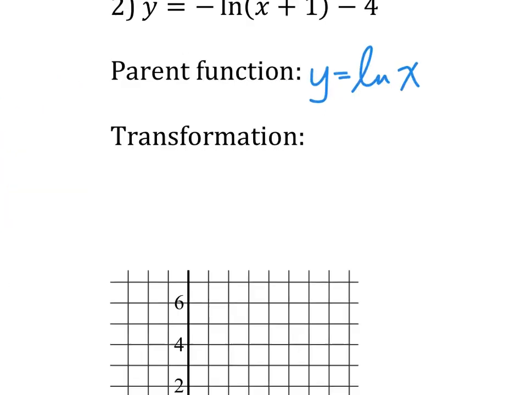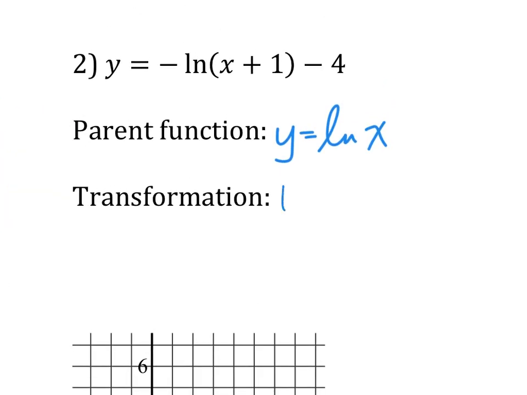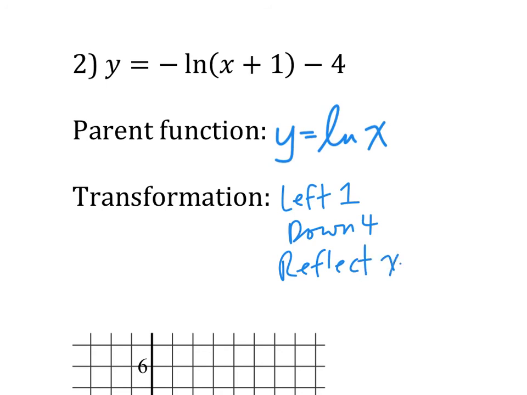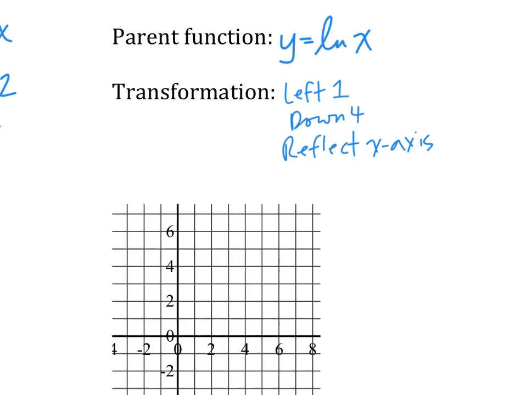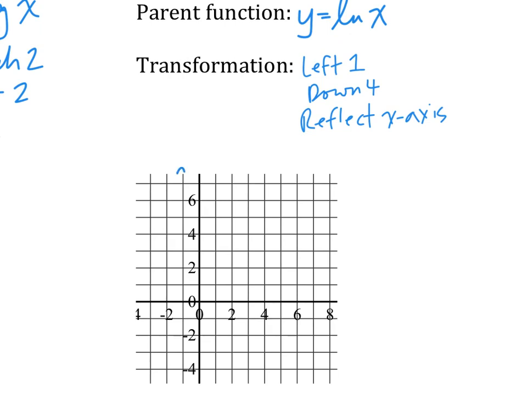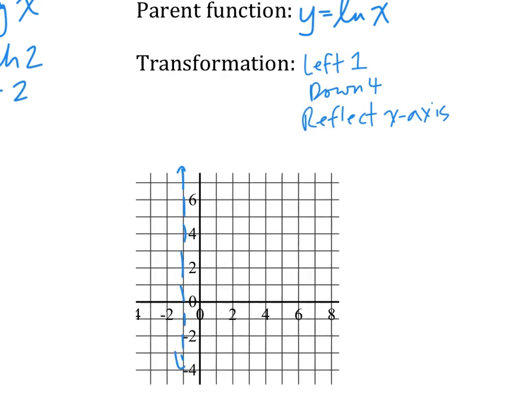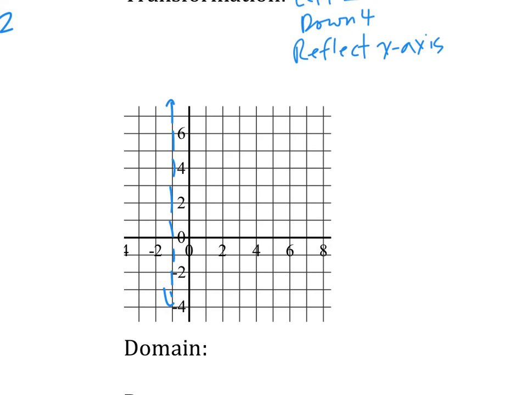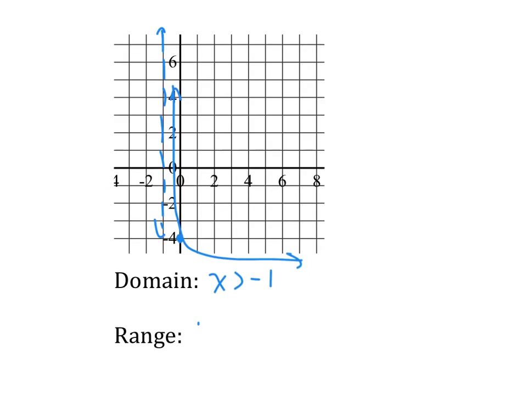So let's finish this one. Okay, this one is left 1, down 4, reflect x-axis. Okay, so on your homework, I don't expect a perfect graph, just a sketch is good. So on this one, left 1, that means your asymptote is going to move left 1, down 4, so then we have a point at 0, negative 4. And this is reflected over x-axis, so it kind of looks like this. Okay, the domain is going to be x greater than negative 1, and the range is all real numbers.